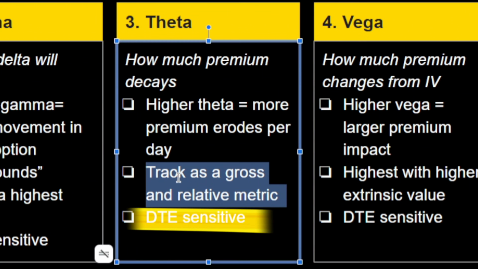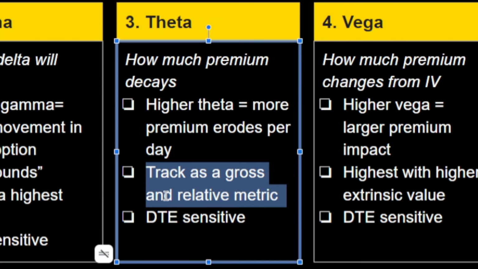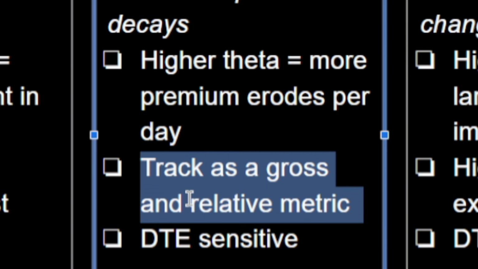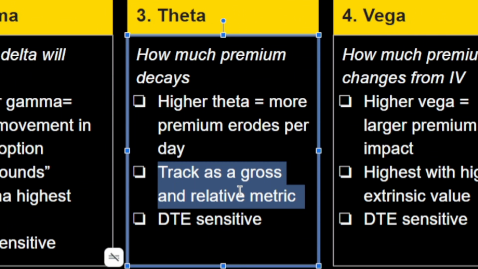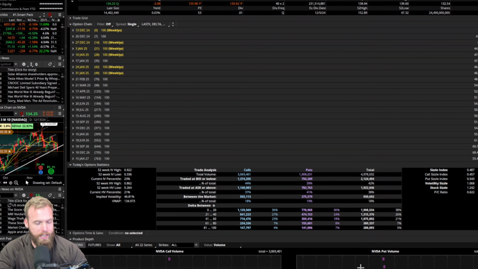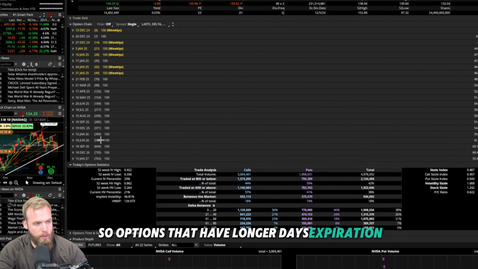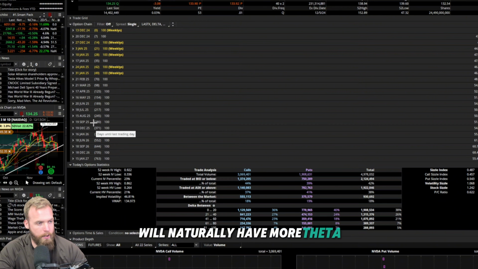And there's two ways we need to look at theta. We can track it as theta itself, but we can look at it in a gross manner and a relative manner. And I'll show you what that means. So options that have longer days to expiration will naturally have more theta.